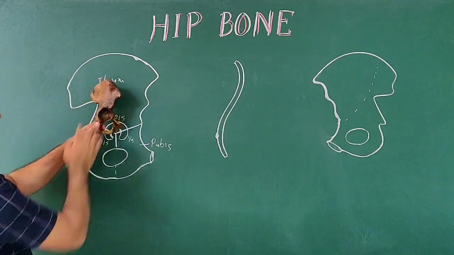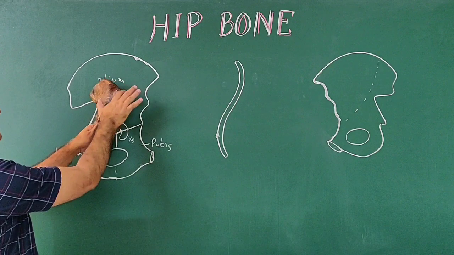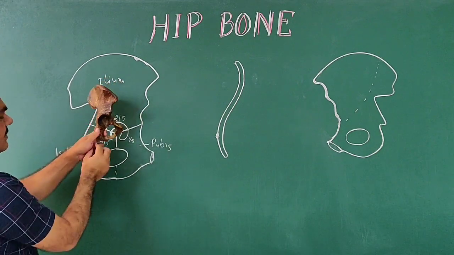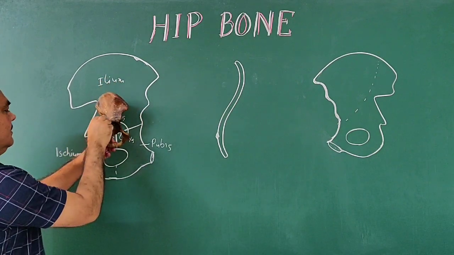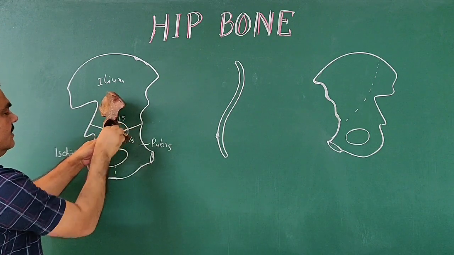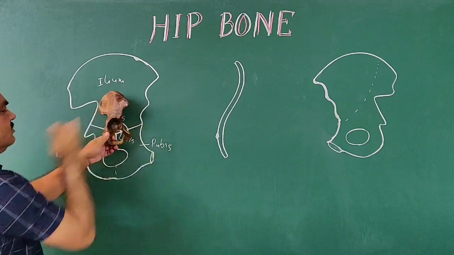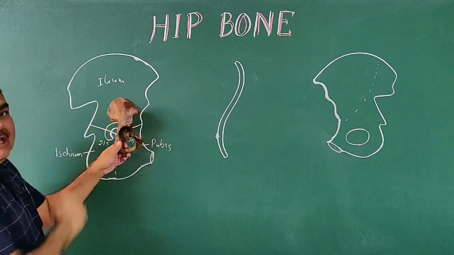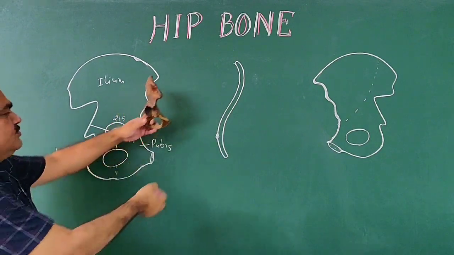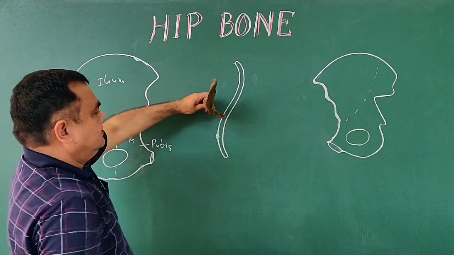If you see, this is the upper end, this is the lower end. The upper end forms the iliac crest. If you see the iliac crest, it is like this.